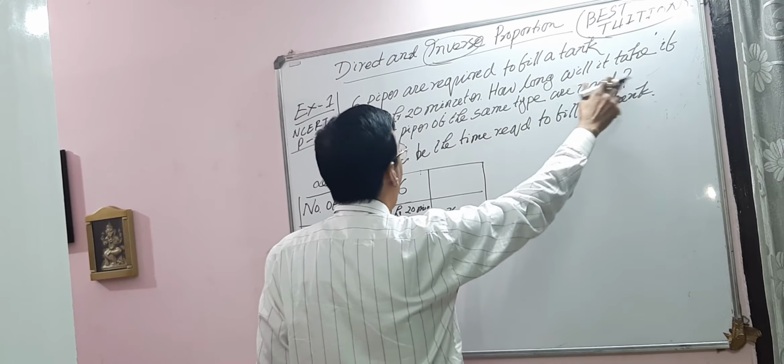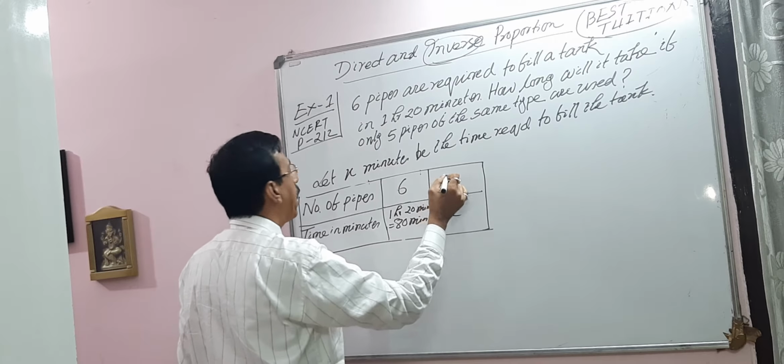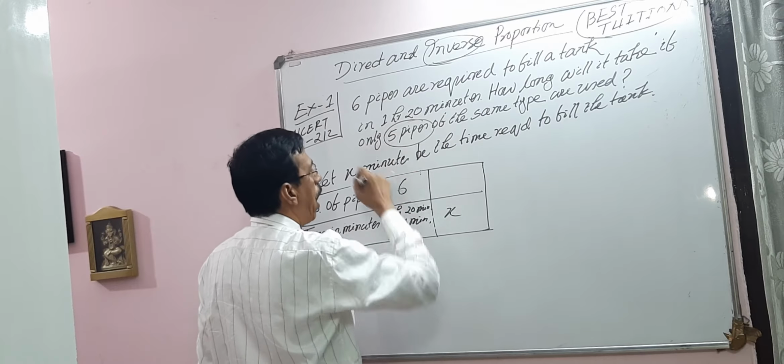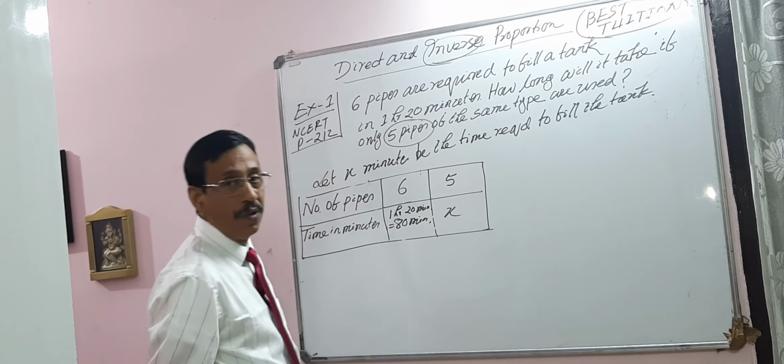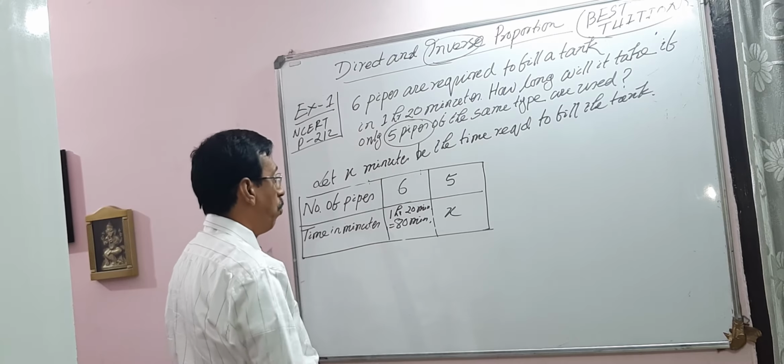To fill up the tank. How long would it take if only 5 pipes of the same type are used? So here the number of pipes is 5, so I shall write 5. Now apply the formula of inverse proportion.